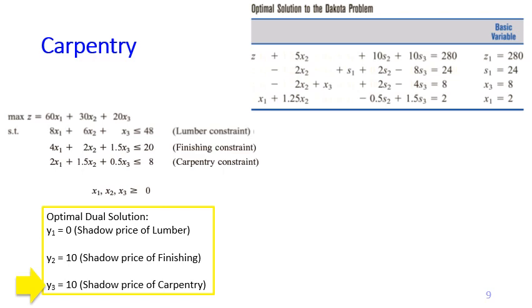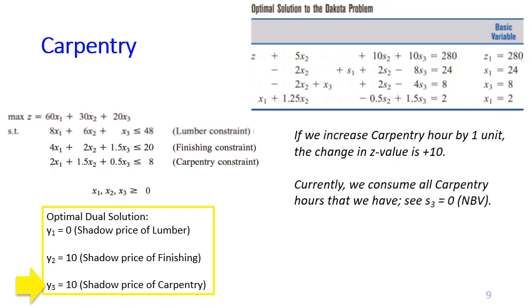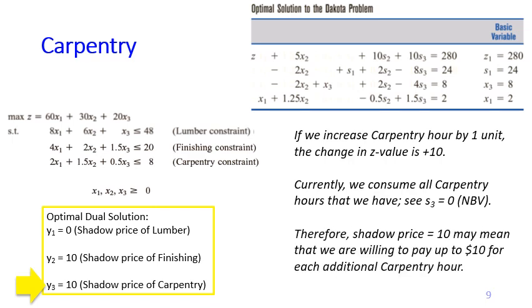Similarly, for carpentry constraints, the shadow price is 10, and we may do the same analysis. It means that the Z value will be increased by 10, and currently we consume all carpentry hours because S3 equals 0. It is a non-basic variable. The shadow price 10 in this case may mean that Dakota is willing to pay up to $10 for each additional carpentry hour.